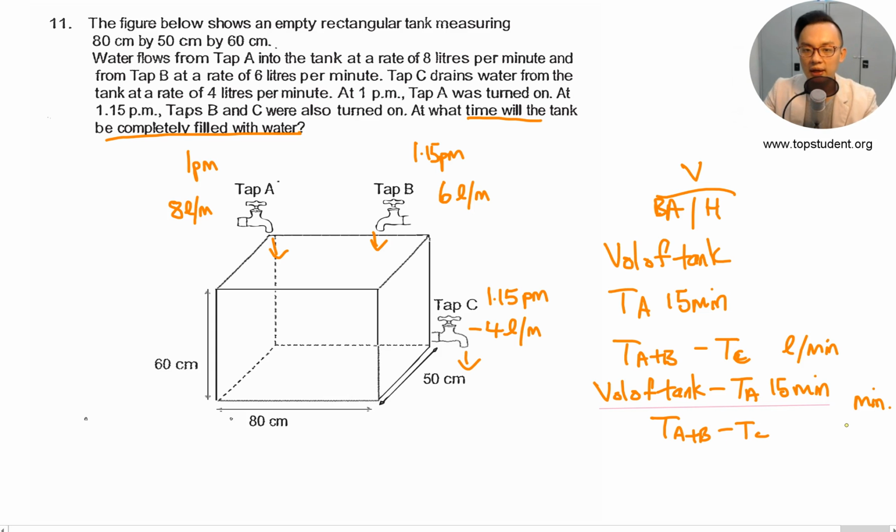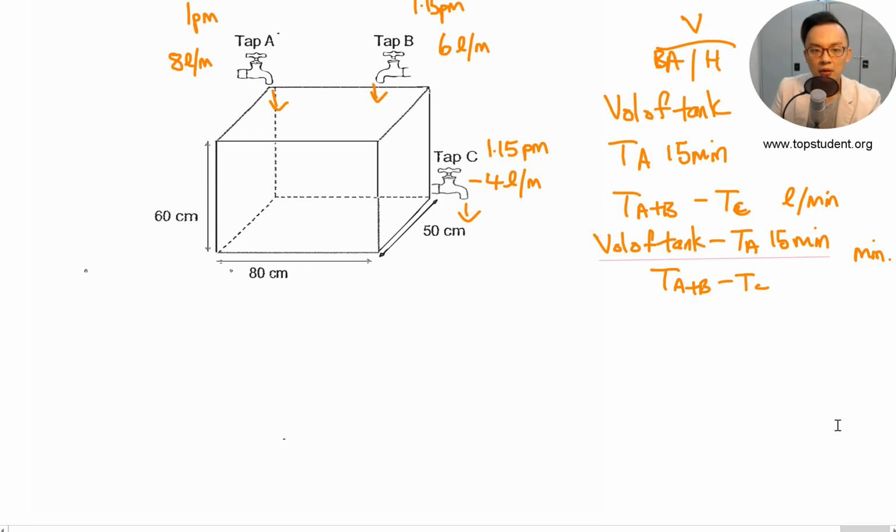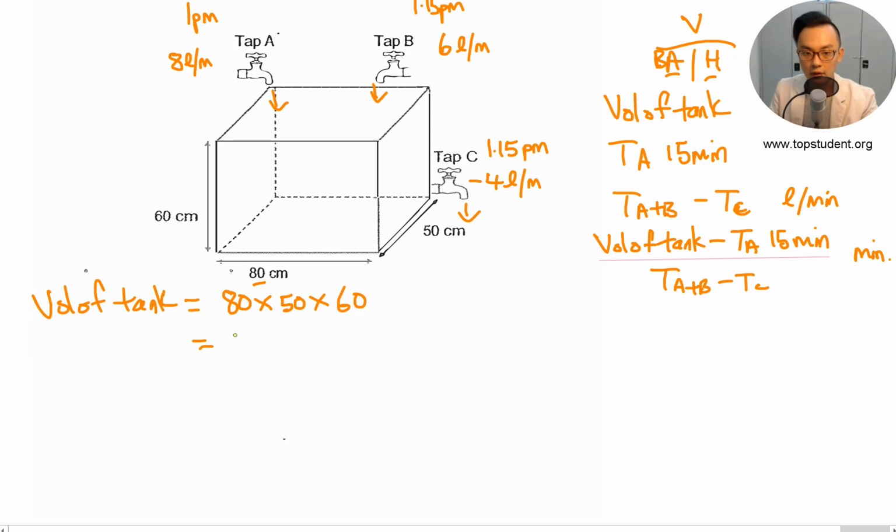Okay, so let's just work it out first, and we'll see whether you can understand it better. So volume of tank equals to A times T. So volume is actually base area times your height. So base area is 80 times 50 times height is 60 equals 240,000 cubic centimeters. Okay, so that's the volume of your tank.